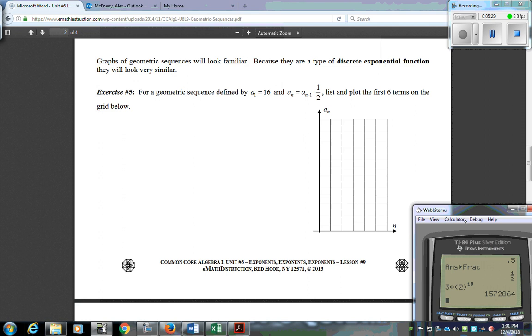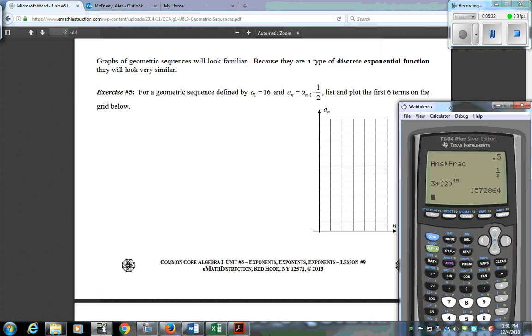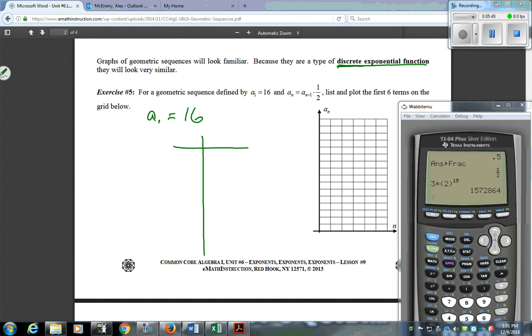The last one we're going to look at is exercise 5. We talked about this before. This is a discrete function, meaning that we're only going to have those values that we come up with in the sequence. They tell us our first term is 16. So I'm going to make a little table for this. We'll have our term, which we'll call n, and then what we get after we put in that term. Our first term is 1, and this would be 16. We're multiplying by 1/2, so half of 16 would be 8.